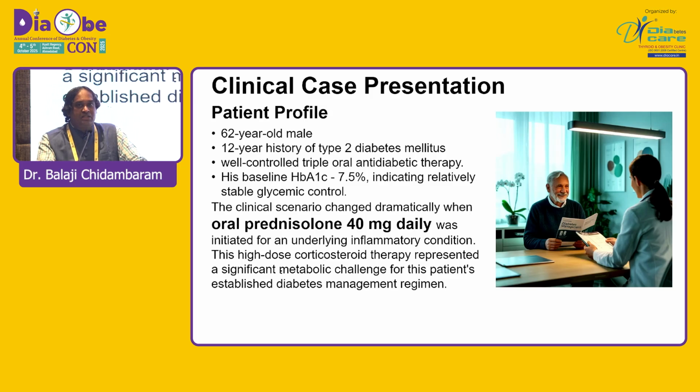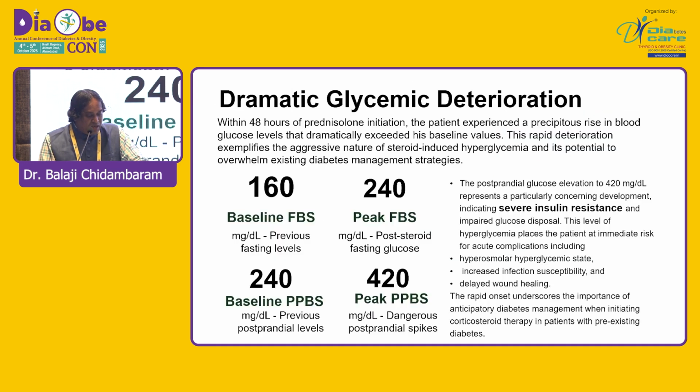Let me start with this clinical case of a 62-year-old man with a 12-year history of diabetes, well controlled on OADs. His baseline HbA1c was 7.5, and he was treated for arthritis and was given oral prednisolone 40 milligram daily. After that, there was a dramatic glycemic deterioration.